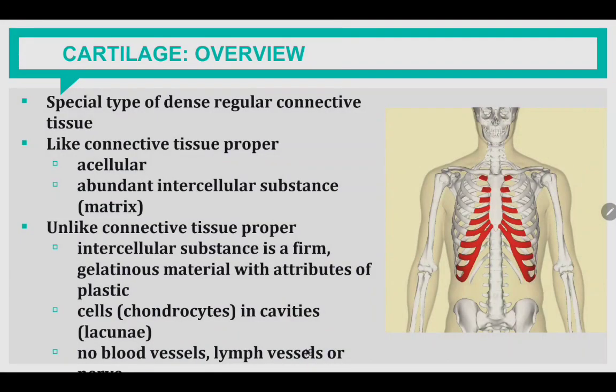Cartilage is a specialized type of dense regular connective tissue. So, dense regular connective tissue, papasok dapat sa mind natin is collagen type 1 or 2. Like connective tissue proper, they are acellular and abundant in intercellular matrix. But unlike connective tissue, their intercellular substance is firm, gelatinous material with attributes of plastic, and the cells are called chondrocytes kapag nasa cavities na or nasa lacuna na siya. There are no blood vessels present, lymph vessels, and nerve.